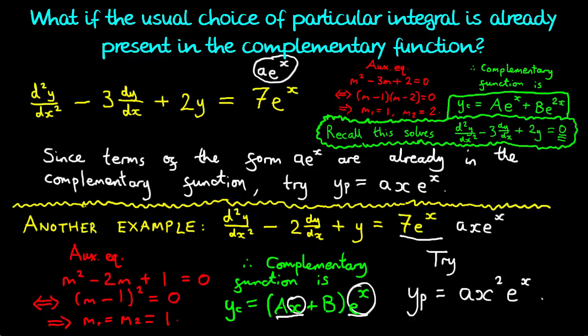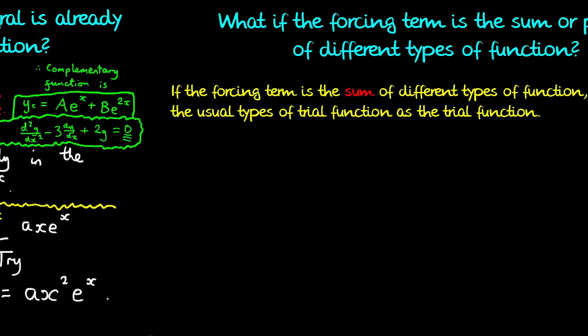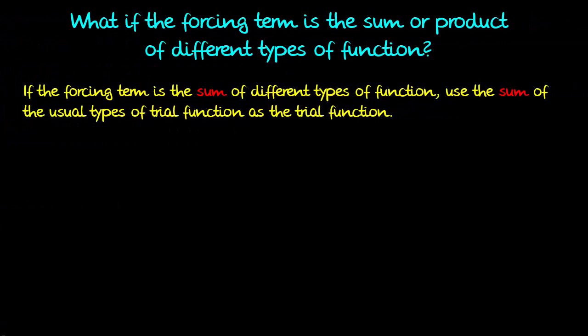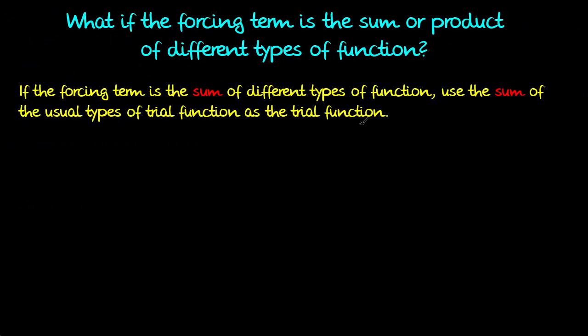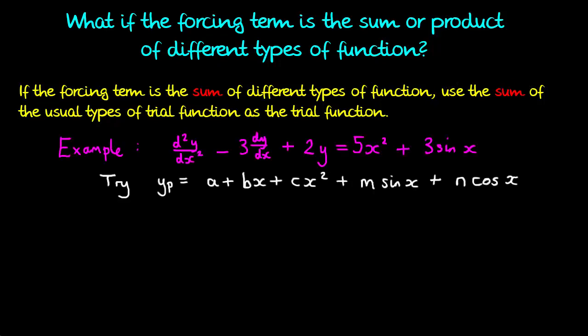Finally, let's consider what happens when the forcing term isn't something as nice as just an exponential or a sine or a cosine or a polynomial. What if that forcing term is the sum of different types of function, or the product of different types of function? Well, the rules here are actually quite easy. If the forcing term is the sum of the different types of function, for instance an exponential and a sine, then you'd use the sum of the usual types of trial function as the trial function. Here's an example of that.